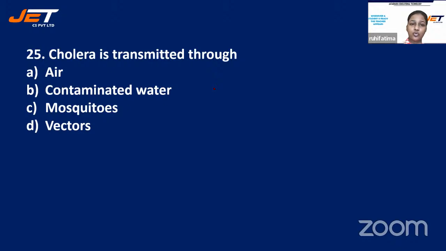Cholera is transmitted through air, contaminated water, mosquitoes, or vectors. Come on, students. Many of you must have heard about this disease. The correct answer is option B, contaminated water. When you drink contaminated water, you may suffer from cholera.